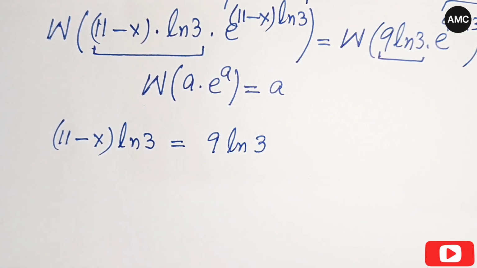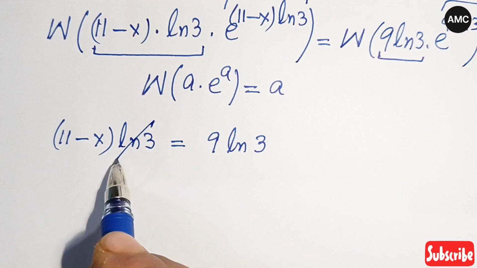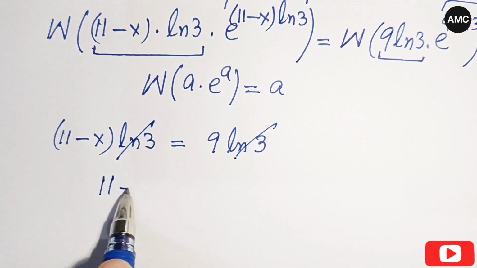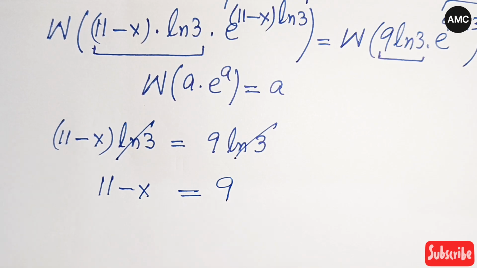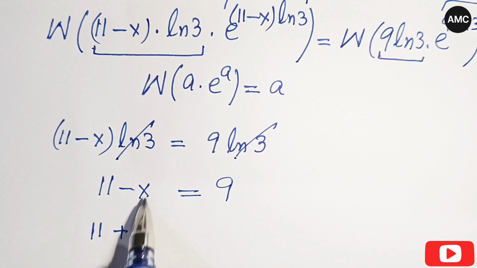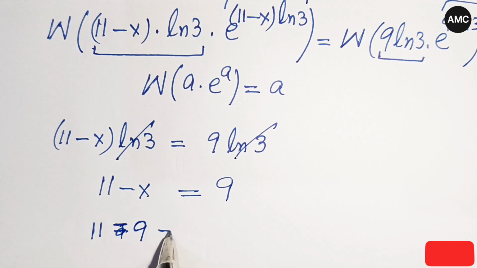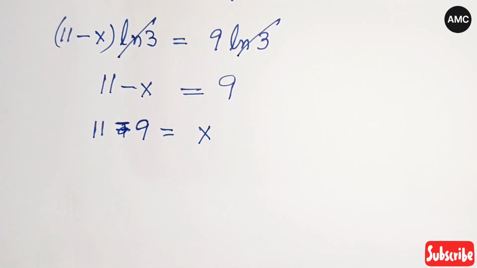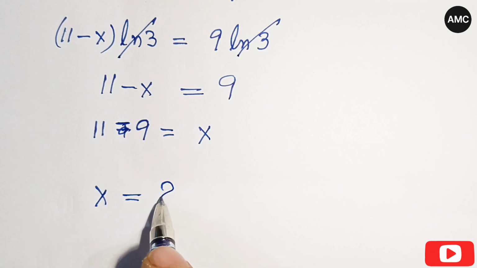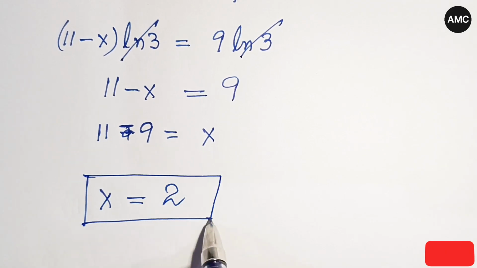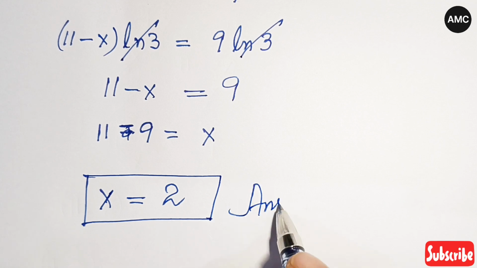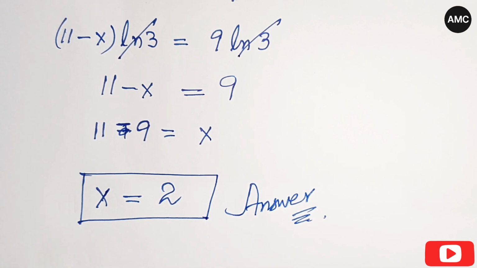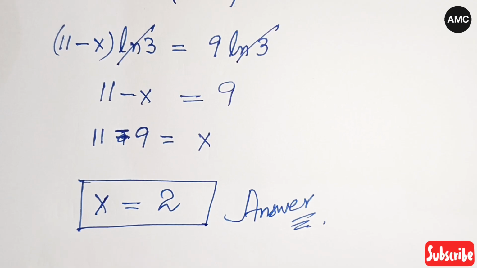So it is a very nice Lambert W function that we use in maths for our convenience. Cancelling natural log of 3 on both hand sides, we get 11 minus x is equal to 9. Shifting 11 over, we get minus 9, and minus x will be plus x. So we have x is equal to 11 minus 9, which is 2. Then we find the value of x, which is 2. It is our final answer, and we verified it earlier from the start of this problem. So x is equal to 2 is a valid solution for this problem.